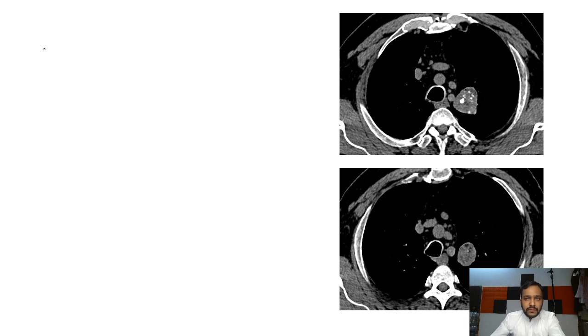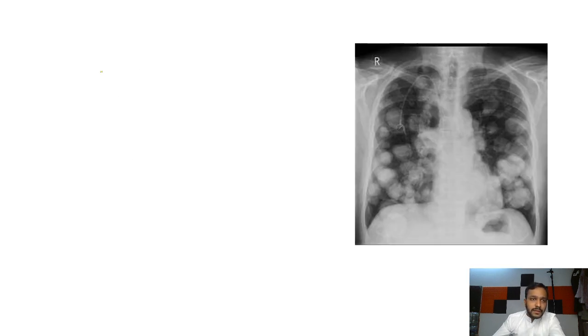So a CT of the patient was done and a soft tissue mass lesion was seen in the lung. It was showing calcification, it was showing fat contents as well. So identify which lesion this is. This is a very simple case. Everyone of you will be able to identify this.